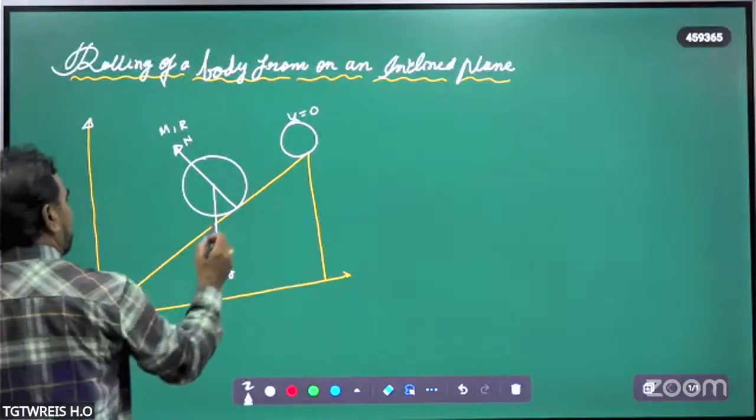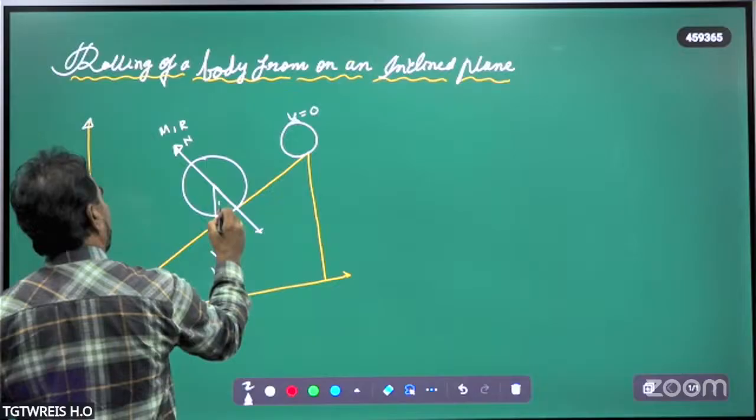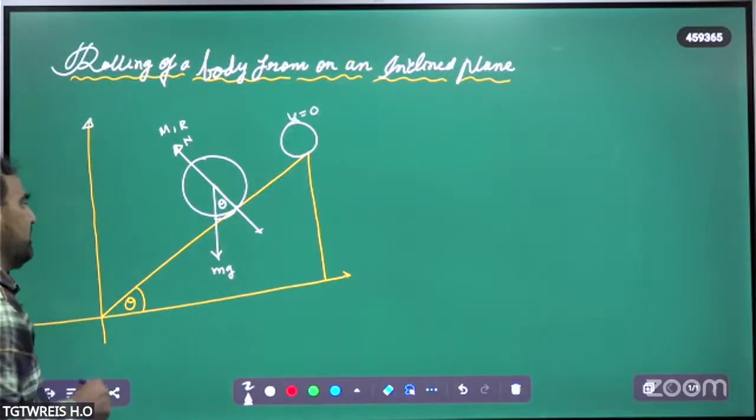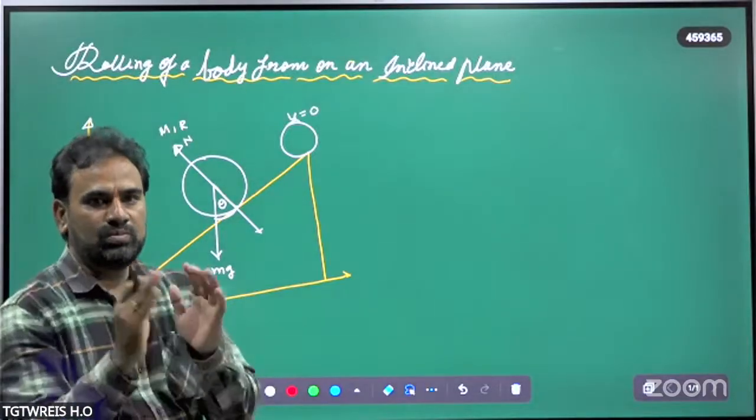And when the body is rolling, what condition is applicable here? The angle of inclination and the angle of friction both will be equal. That means the angle of friction is equal to the angle of repose. Both will be equal there.